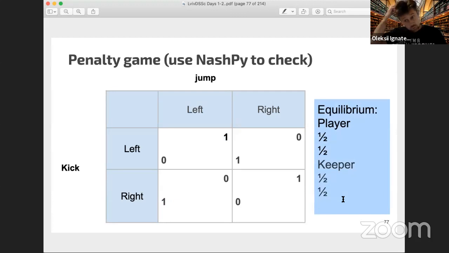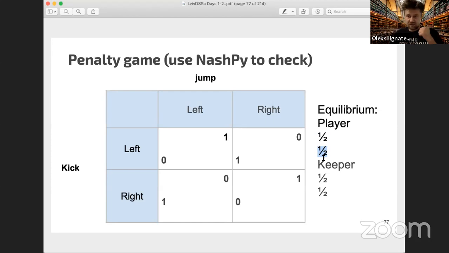Okay, so if you calculate an equilibrium, then we will get 50% in equilibrium: you should aim 50% to the left and 50% to the right, and the goalkeeper must jump with equal probability to the left and with equal probability to the right.